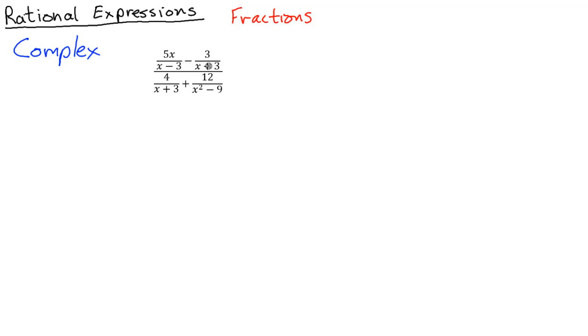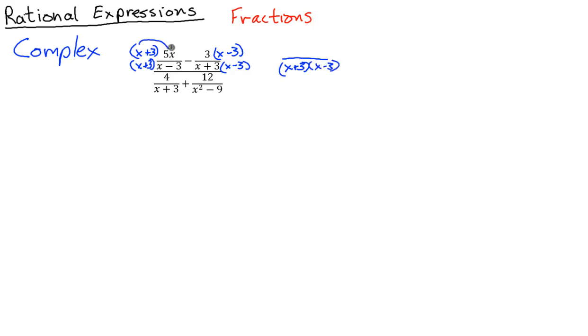The common denominator on the top, well, this guy needs an x plus 3. So let's put that on there, x plus 3. And this guy needs an x minus 3. X minus 3. Can you see how the top now has a common denominator of x plus 3 times x minus 3? Yeah, so when we just do the top, it becomes over x plus 3, x minus 3.